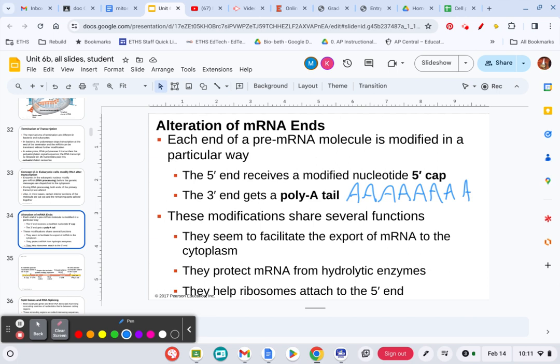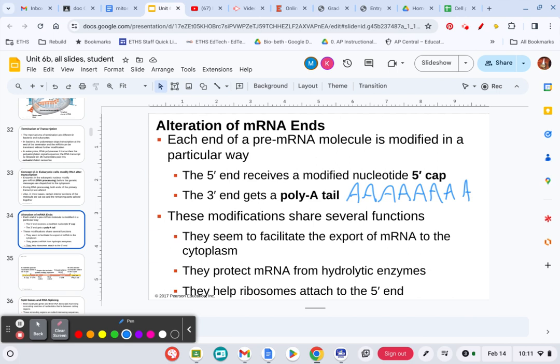There are several functions of this. We're not completely sure about all of them. For one thing, if this doesn't happen, it's not going to get exported to the cytoplasm, so it's going to get stuck in the nucleus. And sometimes that happens, especially if you're at a point where that protein is no longer needed. You don't want to keep making more protein, so that editing will shut down and it won't be processed anymore. It won't be made anymore.